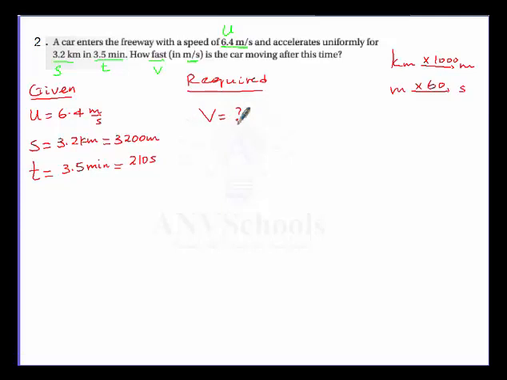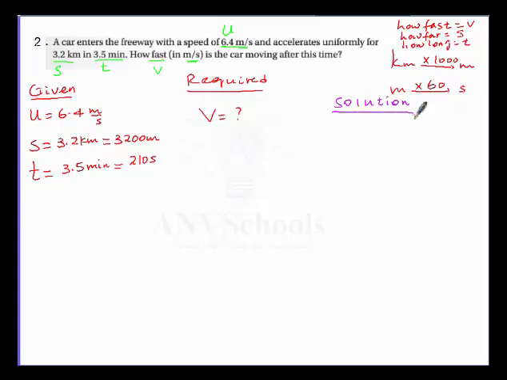So these are the given quantities. We know the initial speed, the distance traveled, and the time. Don't forget that when it says how fast, we are asked to find the speed or the velocity. If it says how far, we are asked to find the distance. If it says how long, we are asked to find t. So don't forget these three words. Now let's solve it. Solution.